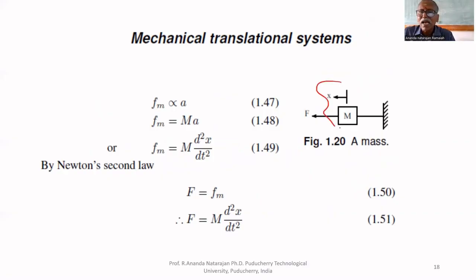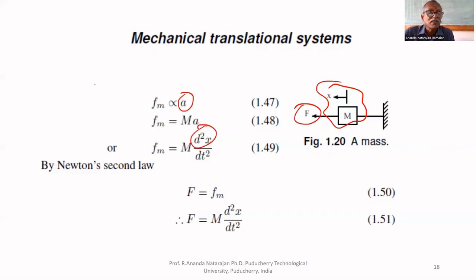Here, if a mass is there and you apply any force, there will be inertia. Because of that inertia, which means mass, it generates some opposite force, which is equal to the second derivative of displacement, the first derivative of velocity, or acceleration.